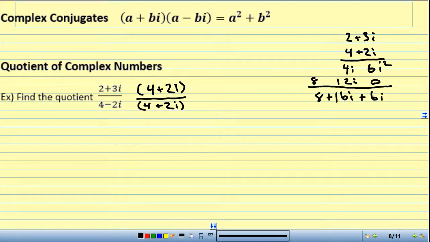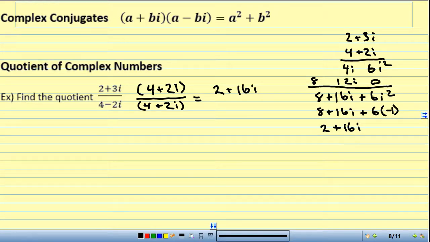plus 6i squared. Well, I know that i squared is -1. So I have 8 plus 16i plus 6 times -1. That ends up being -6. And when I combine it with 8, I'm going to get 2 plus 16i. That is my top. 2 plus 16i. That's my numerator.